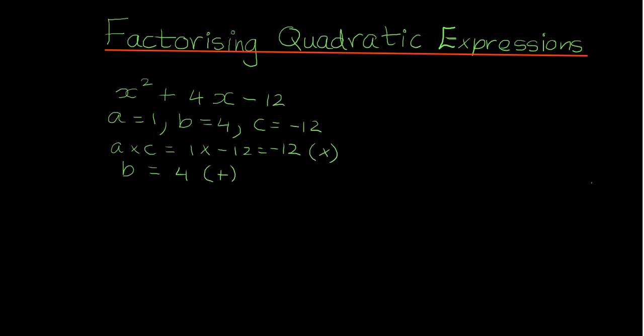So 1 and 12, you don't get a gap of 4. 2 and 6, there's a gap of 4. So I need to make the numbers multiply to give me a negative number, but add to give me a positive number. So there's 6 and minus 2. So 6 plus minus 2 is 4, and 6 times minus 2 is minus 12.